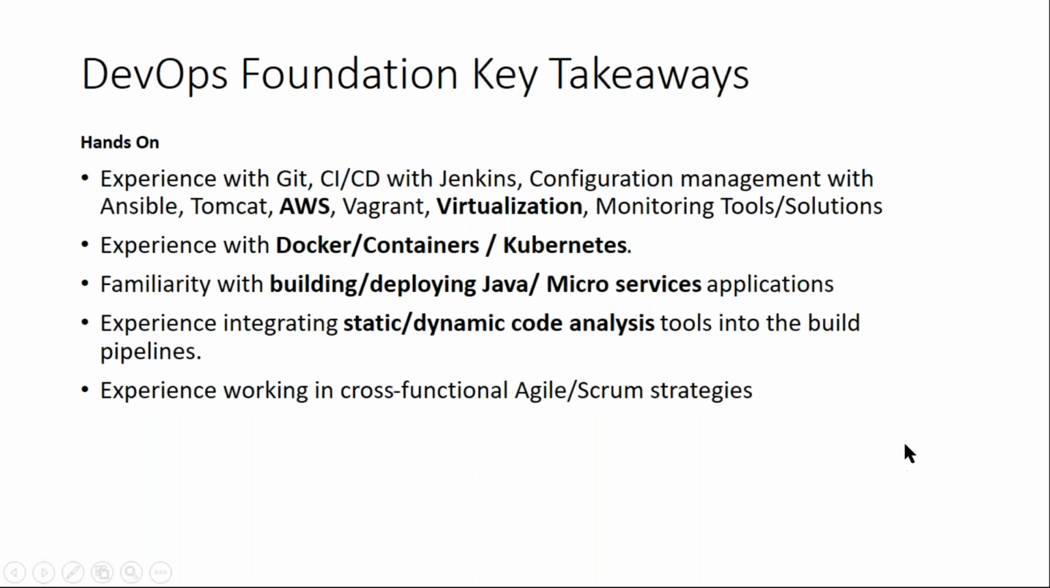If no questions, moving forward, the key takeaway from this course: we are going to have CI/CD, Jenkins, configuration management with Ansible, and some of the applications we might run on Tomcat. AWS is a cloud, which is the most preferable option. Another one is Azure. VirtualBox virtualization concepts we'll discuss, and monitoring tools, some of the solutions we'll discuss in this foundation course. And the most important thing is Docker and Kubernetes.